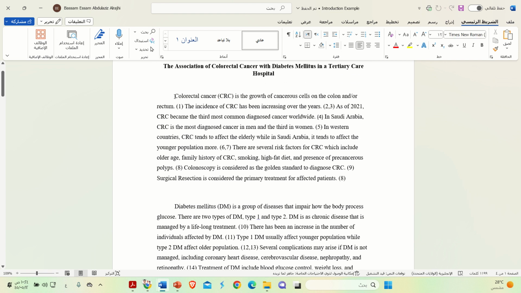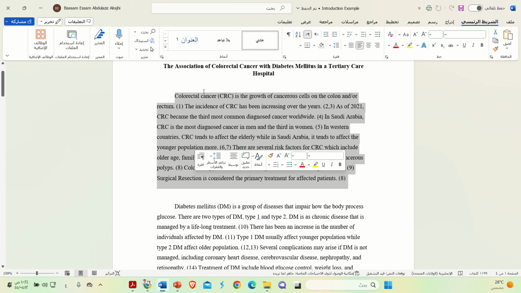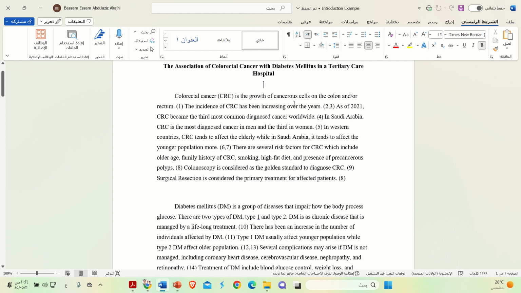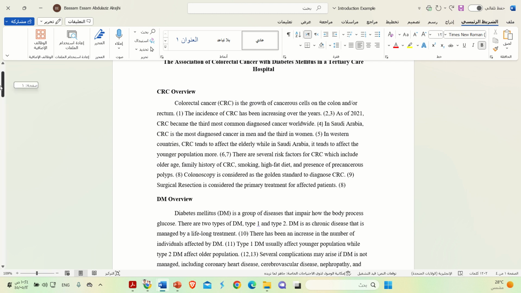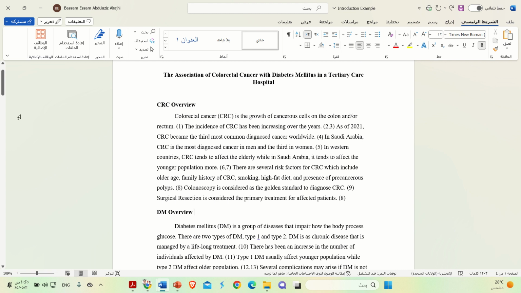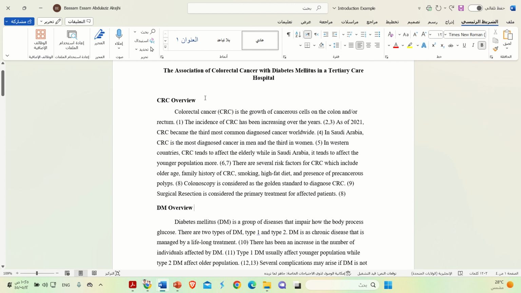So if I were to summarize each one of those two paragraphs, here it will be colorectal cancer overview. We can write it down. And here it's diabetes overview as well. You can just remove them. I usually don't have subheadings for the introduction section, but this is what it means to have an outline. Colorectal cancer overview, diabetes overview.